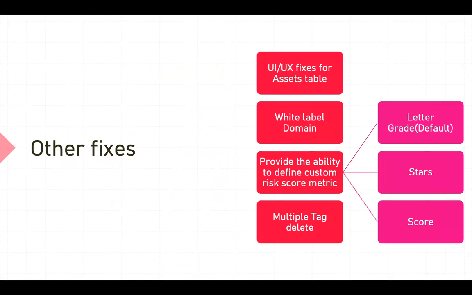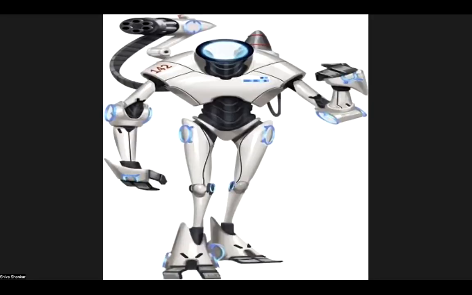And of course, the other fixes, which are UI/UX fixes for asset tables, white label domains, the ability to define custom score metrics because somebody wants letters, somebody wants stars, somebody wants scores, and multiple tag deletion. And we also added one more thing, which was the ability to restrict certain users to log in only through SSO or through a local login.